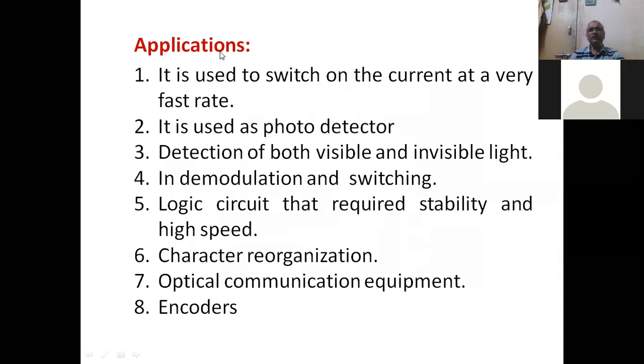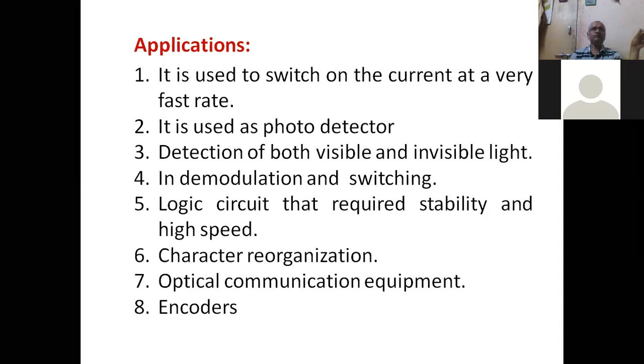Where are these photodiodes used? They have tremendous applications. It is used to switch on the current at a very fast rate, because as soon as the light falls on the PN junction, the current starts flowing. Therefore, it is used to start the current at a very fast rate. It acts as a switch.